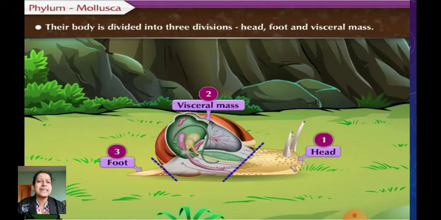Then a major characteristic about these mollusks is that their body is divided into three main parts. The first part is head, second is visceral mass wherein the soft flesh will be there, and lastly is the foot. So three divisions: head, foot and visceral mass. The middle portion is called the visceral mass.